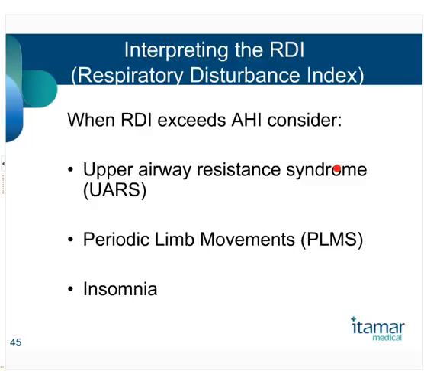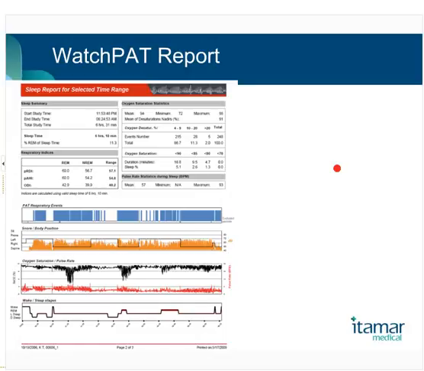Here's a typical report of what the WatchPAT looks like. We'll take each of these components separately, but you have the study characteristics here. You have an overall summary of the respiratory indices. You have a breakdown of some of the oxygen saturation statistics. And then you have some representative examples of what the signals look like over the course of the night. These are highly summarized signals, but they're valuable.